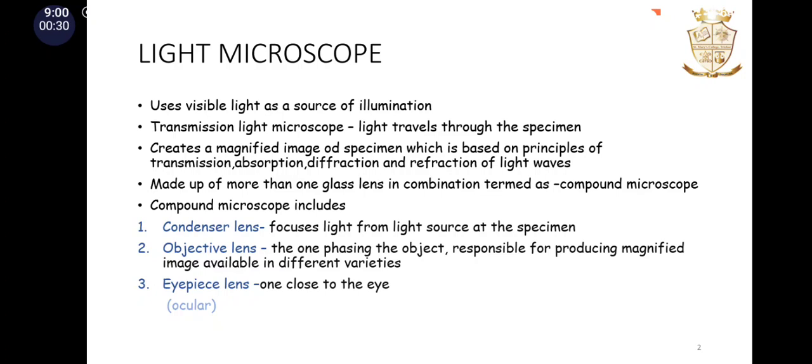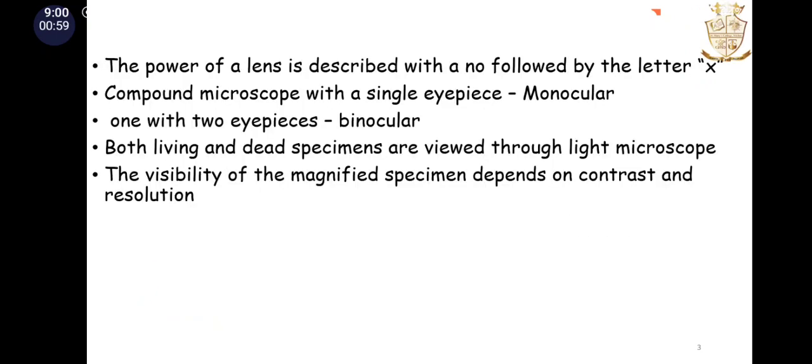A microscope made up of more than one glass lens in combination is termed a compound microscope. A compound microscope includes a condenser lens, objective lens, and eyepiece lens or ocular lens. The condenser lens focuses light from the light source at the specimen, and the objective lens, the one facing the object, is responsible for producing the magnified image and is available in different varieties. The eyepiece is the one close to the eye. The power of a lens is described with a number followed by the letter X.